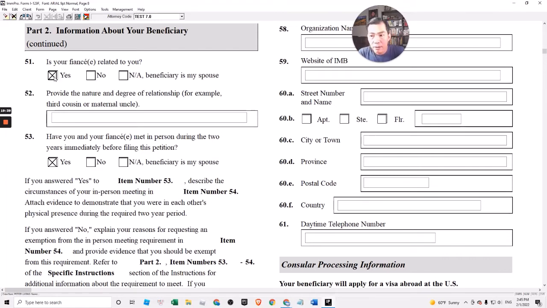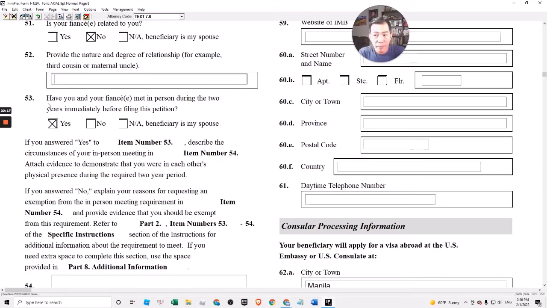If your fiancé is related to you, you have to check yes and type the relationship here, like cousin. As a matter of fact, I have some cases where I petitioned a cousin as a fiancé to come here and marry. So American law allows that, but you have to check. This is not legal advice. You have to double check with your lawyer. So for me, I check no here.